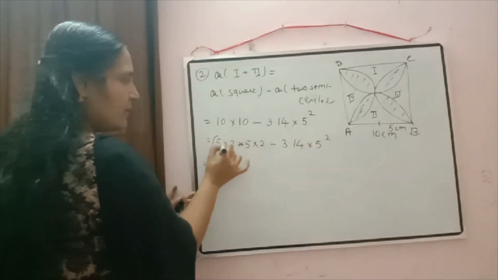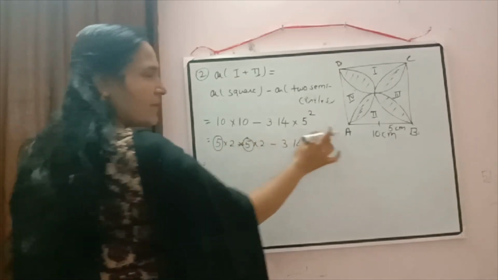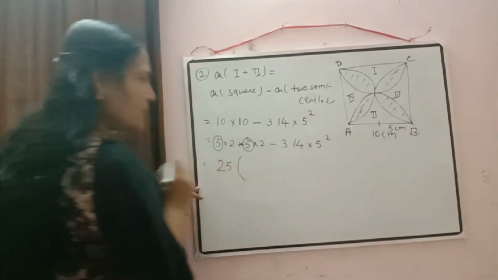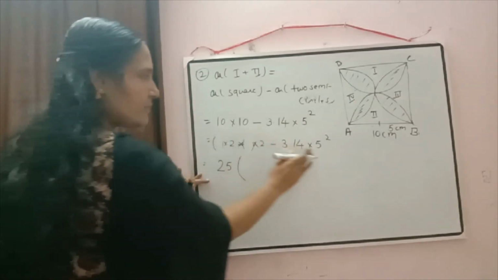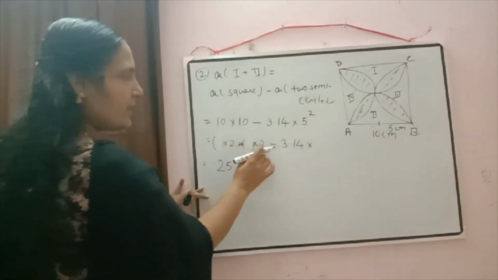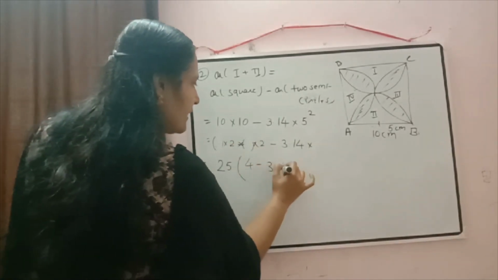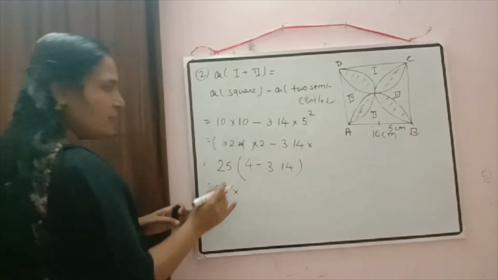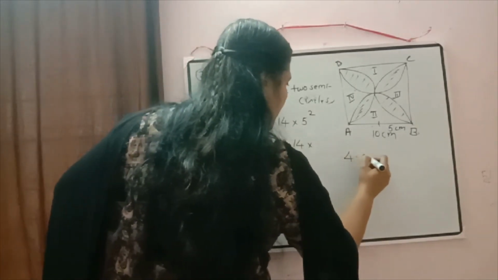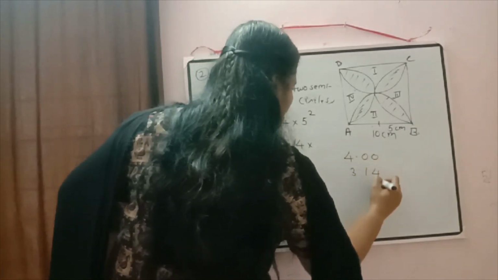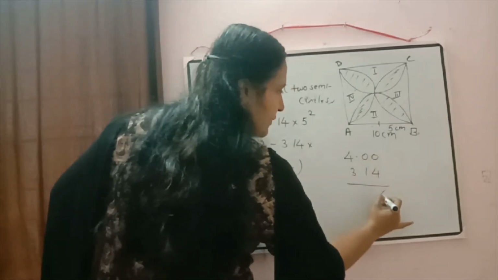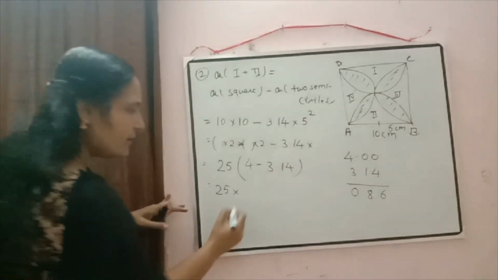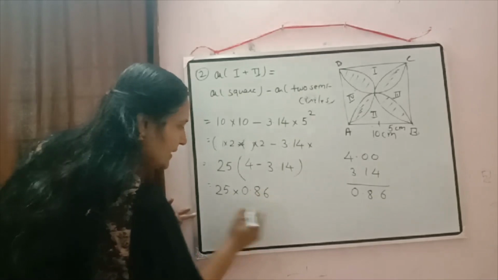So just to check, we have 5 square here and we have 5 square here also. So 5 square taken common. 5 square means 25 taken common. So what is remaining inside the bracket? 2 2s are 4. 4 minus 3.14. Now we can do the subtraction there. 25 into 4.00 minus 3.14. So 10 minus 4, 6. 9 minus 1, 8. Here 3 minus 3, 0. So we will get 25 into 0.86.